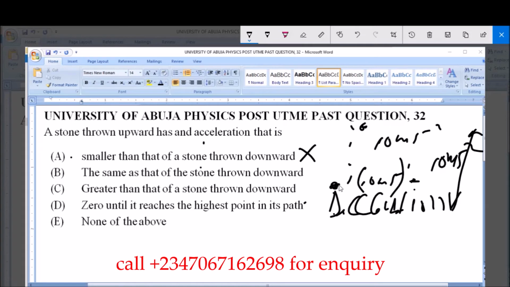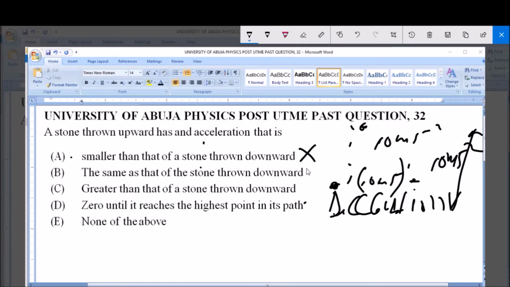Now B, it says the same as that of a stone thrown downwards. Now this is in line with what I said. I said the acceleration is the same, although the first one, when you throw a stone upward, it has a negative acceleration or deceleration, hence the velocity reduces until it reaches 0. But when that stone is coming down, it still maintains that 10 meters per second squared. And like I said, the deceleration for that stone is still 10 meters per second squared, so it's the same as that of the stone downwards.